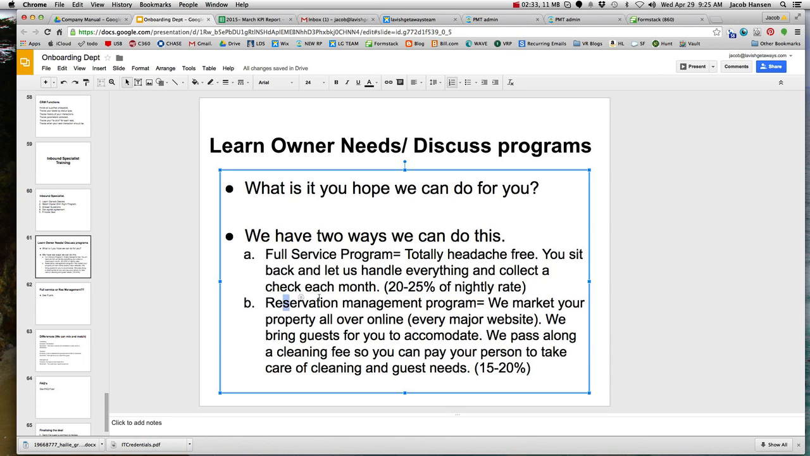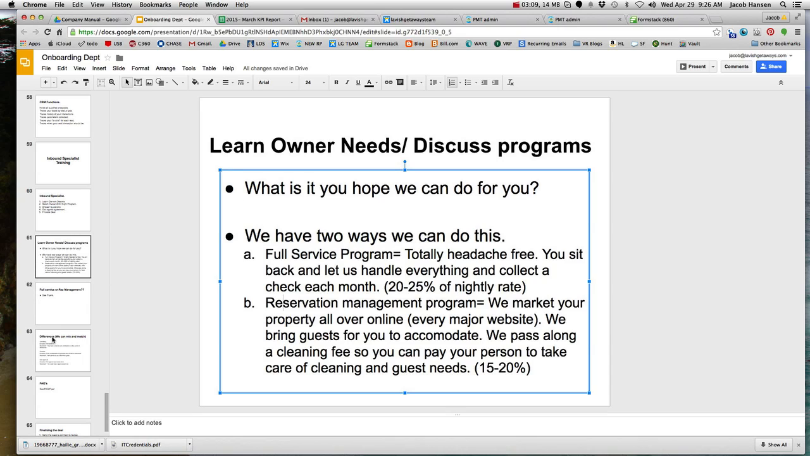And then we have our reservation management program. Full service is our default one for inbound people, but sometimes reservation management can be something better. Essentially, we market the property, we handle all the reservations, but they approve each deal, and they have their people who take care of the unit. It's very similar to our host or wholesale program, except we're doing all of their marketing and all of their calendar and reservation management.